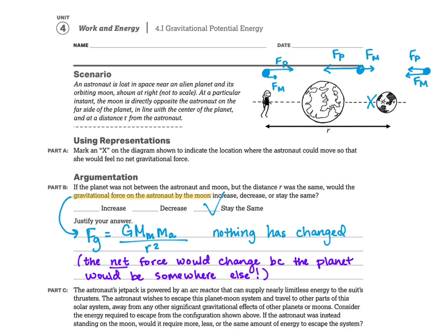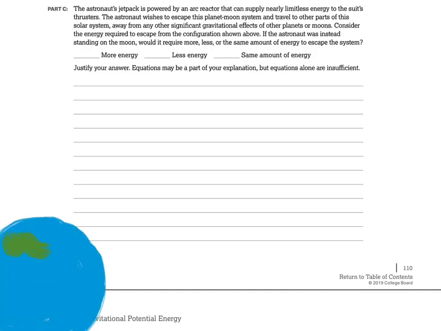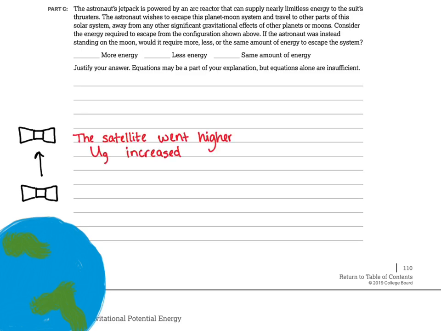Had this question asked about what happens to the net gravitational force on the astronaut by both objects, that would obviously be a different story. So, for the next part, this is the part that I wanted to talk about the most. This is going to require a little bit of background information in order for this to make sense.